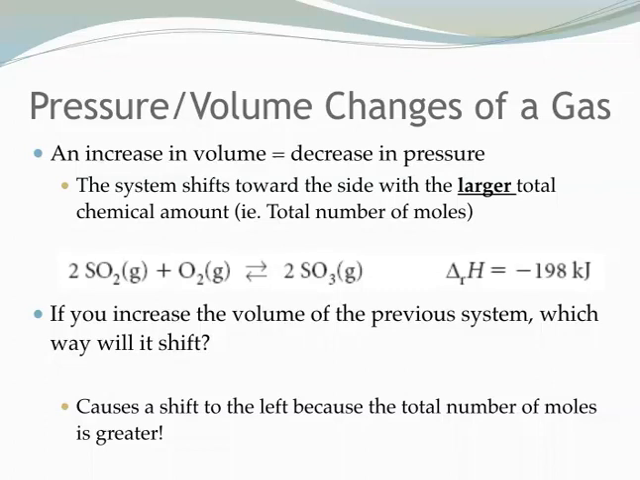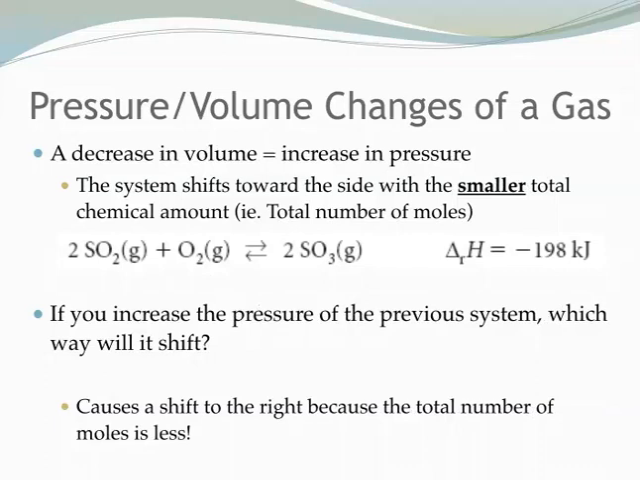In this example, the volume is increased. This means that there will be more space for gas to form. The side with more moles of gas will be favored. The reactant or left side has 3 moles of gas, and the product or right side has 2 moles of gas. Equilibrium will shift to the left.